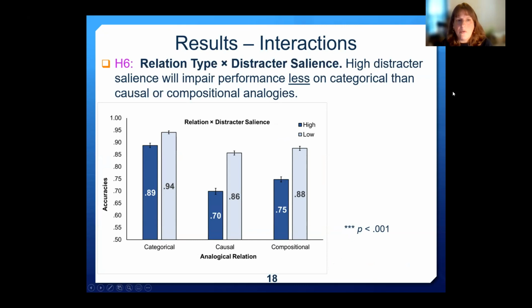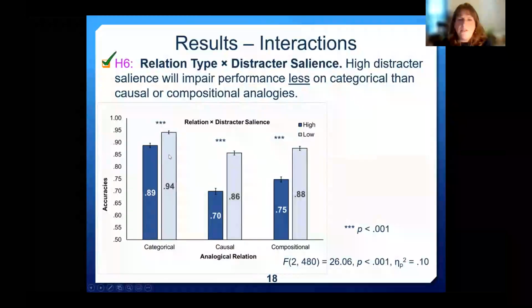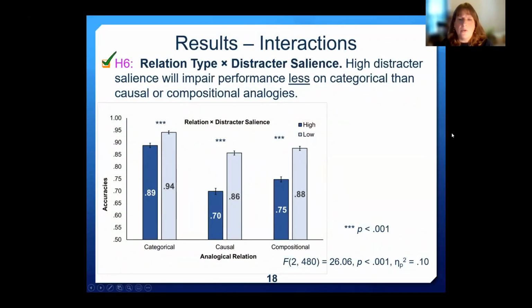And then in terms of the relation type and distractor salience, this hypothesis was also supported, with a reliable interaction, as you can see here. In this case, there was an effect of distractor salience within the categorical relation, though stronger effects of distractor salience for the causal and the compositional relations. So high distractor salience impaired performance to a lesser extent on the categorical, but still a little bit, than in the causal or compositional analogies.